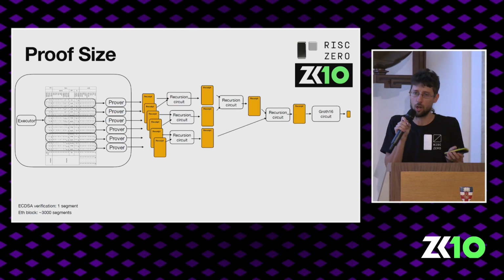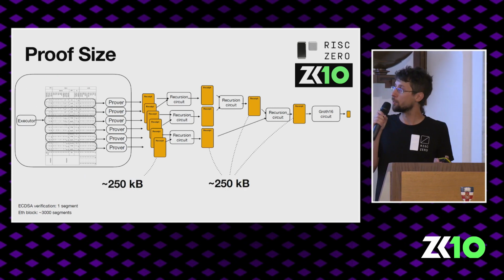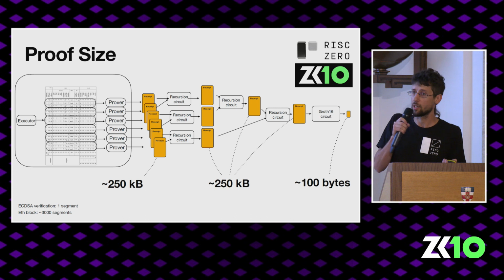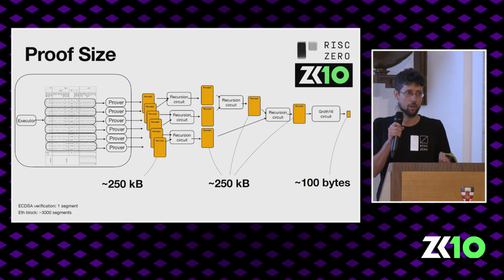So let's first just talk proof size. This is, I think, the simplest one. The Starks that we're using are about 250 kilobytes. The SNARKs that we're using are under 100 bytes. So it's a pretty substantial difference between the size of a Stark proof versus the size of a KZG or Groth16-based proof.